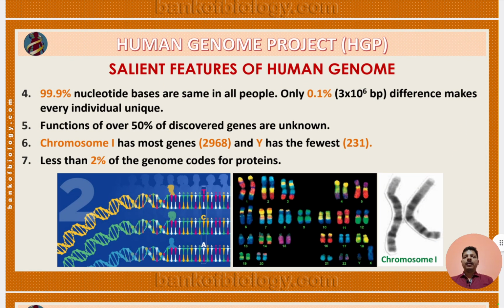Next, 99.9% of nucleotide bases are the same in all people. Only 0.1%, that is 3 into 10 power 6 base pairs, differ and make every individual unique. Coming to functions, over 50% of discovered genes are unknown. Chromosome 1 has the most genes, that is 2968, and Y has the fewest, that is 231. Less than 2% of the genome codes for protein.